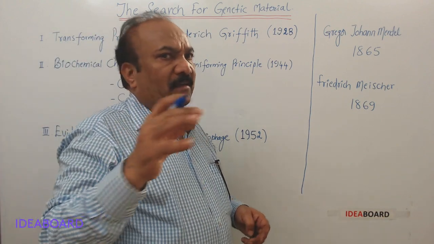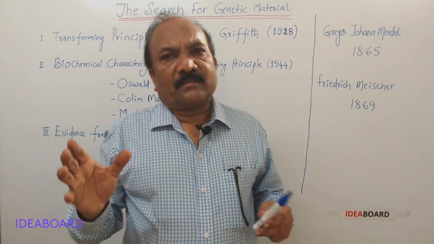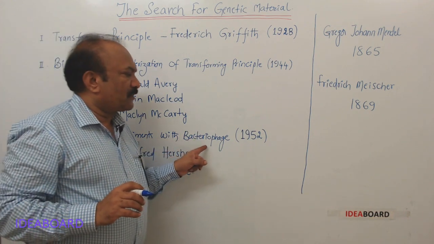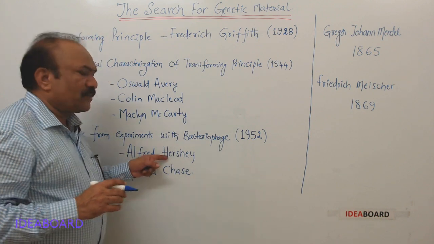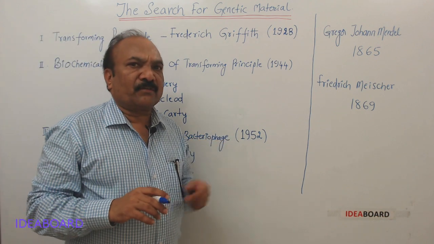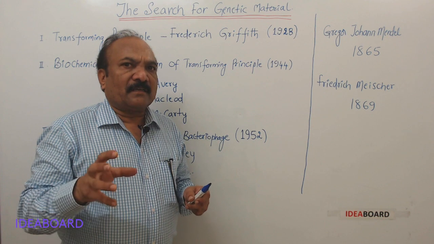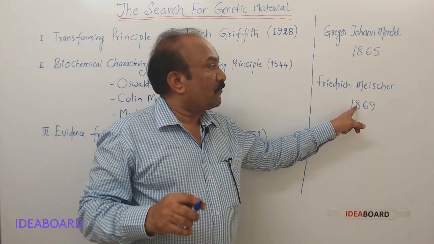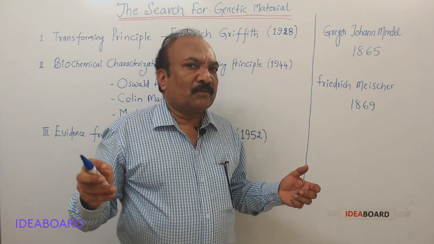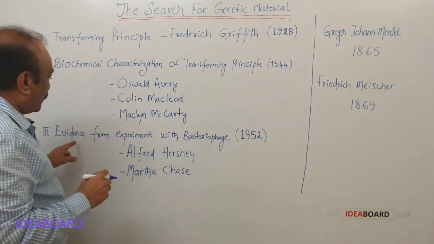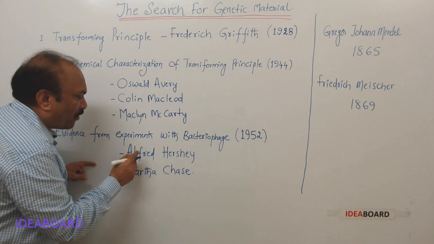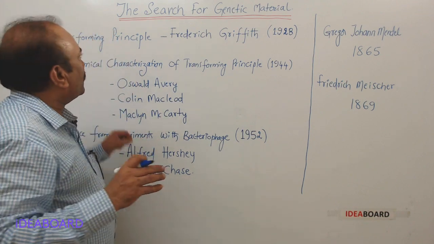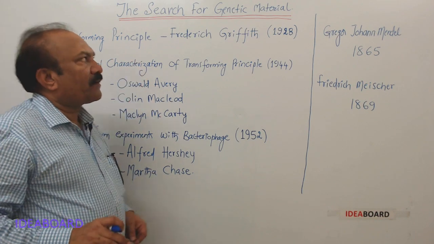The final evidence of DNA as genetic material came from the third one, the experiments with bacteriophage, in short called the Hershey and Chase experiments, in the year 1952. I hope you now understand that DNA was confirmed as the genetic material in 1952, though nucleic acids were discovered in 1869. That was a long gap. These experiments were conducted by Alfred Hershey and Martha Chase. In this session, we are going to discuss the first one, the transformation experiments conducted by Frederick Griffith.